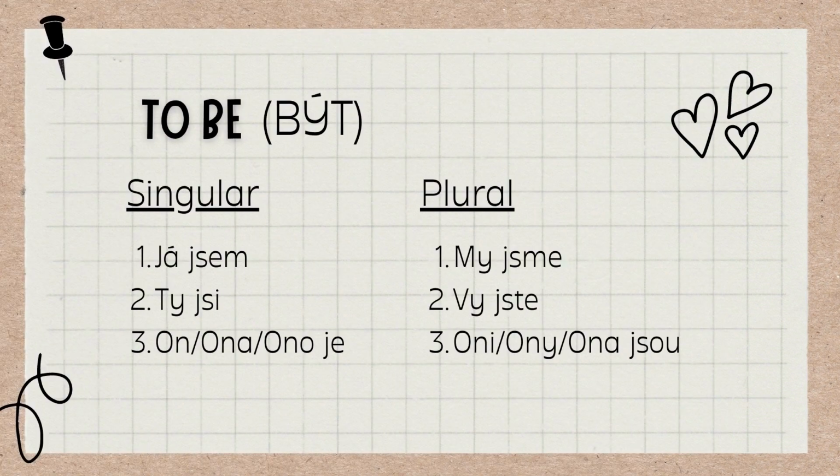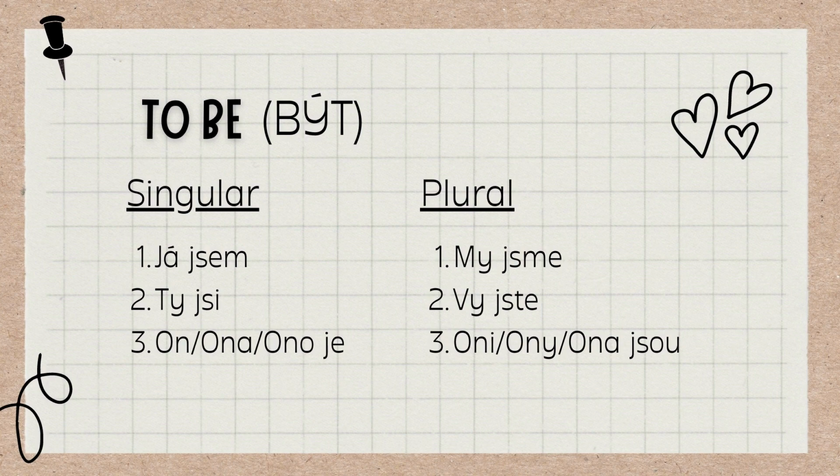Now let's repeat the verb to be together. Já jsem. Ty jsi. On je. Ona je. Ono je. My jsme. Vy jste. Oni jsou. Ona jsou.